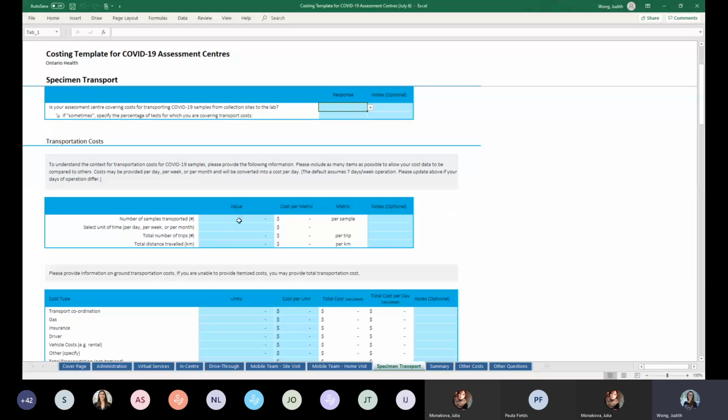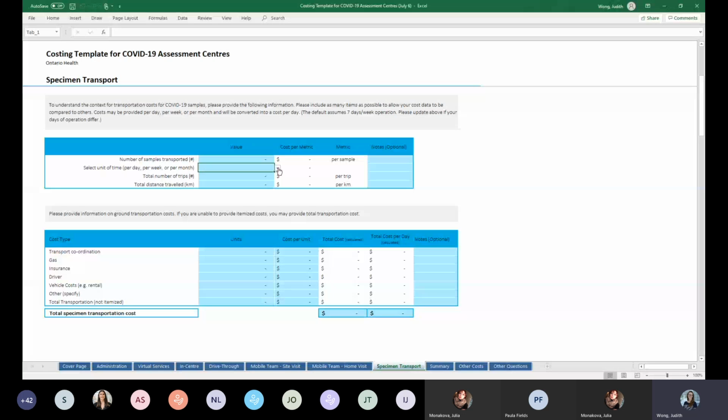So the number of samples transported, the number of trips, number of kilometers traveled. Again, these are different metrics that will allow us to compare data across different sites. You have the option to give us your costs per day, per week, or per month, whatever the logical unit is for you. And then this calculator will convert the costs you enter into a total cost per day.